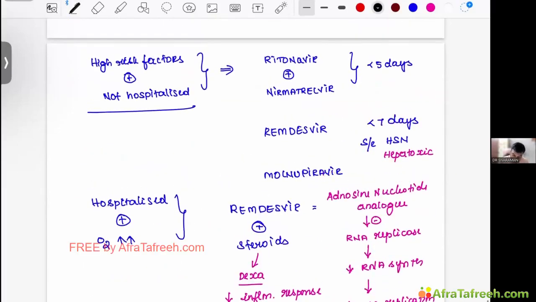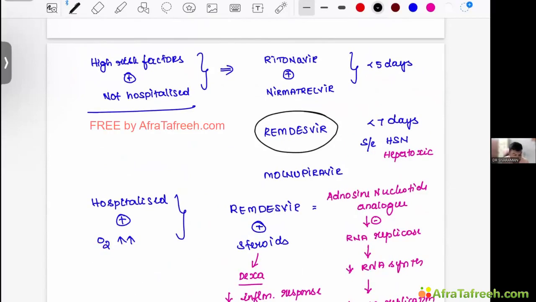Okay, see, not hospitalized. If you are going to plan for a drug, remdesivir, it can be given, but it is not a must. Whatever we have acquired from COVID is limited knowledge about COVID, so it can be given.